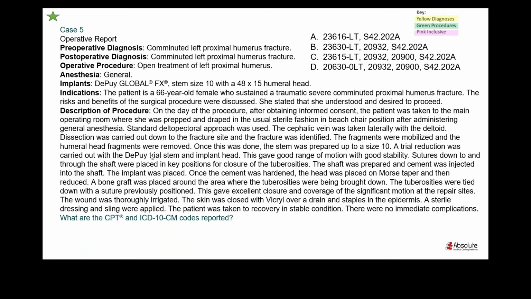The wound was thoroughly irrigated. The skin was closed with Vicryl over a drain and staples in the epidermis. A sterile dressing and sling were applied. The patient was taken to recovery in stable condition. There were no immediate complications.